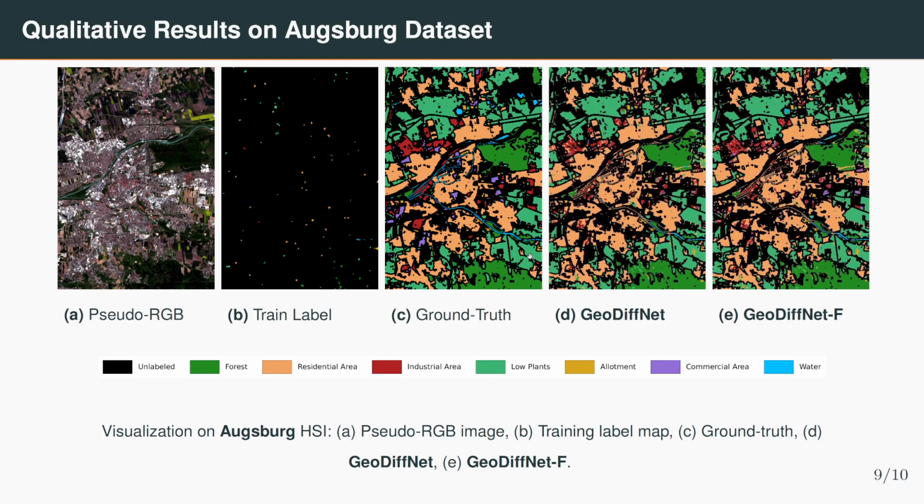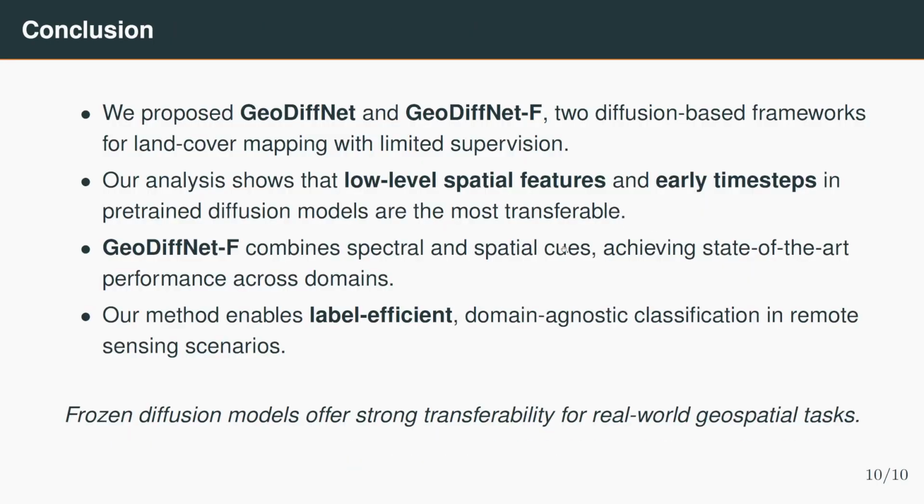So to wrap up, we introduced GeoDiffNet and GeoDiffNet-F for hyperspectral image classification. Surprisingly, early low-level features from pretrained diffusion models can still be highly effective even with a large domain discrepancy. With simple FiLM-based modulation, GeoDiffNet-F further boosts the performance, outperforming all the prior methods while staying efficient. In short, pretrained diffusion models, even on ImageNet, can be remarkably effective for real-world geospatial tasks.